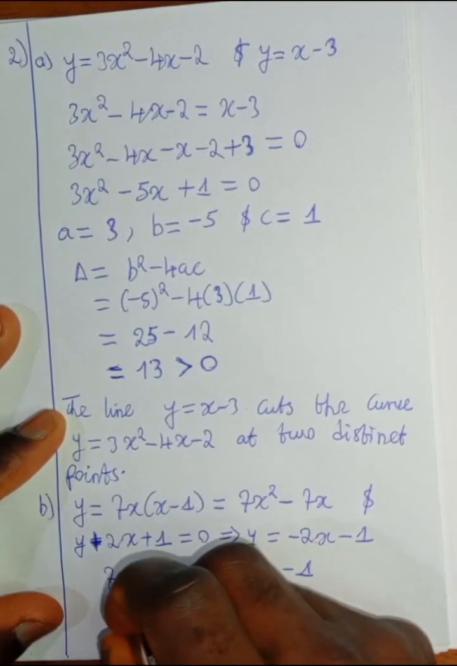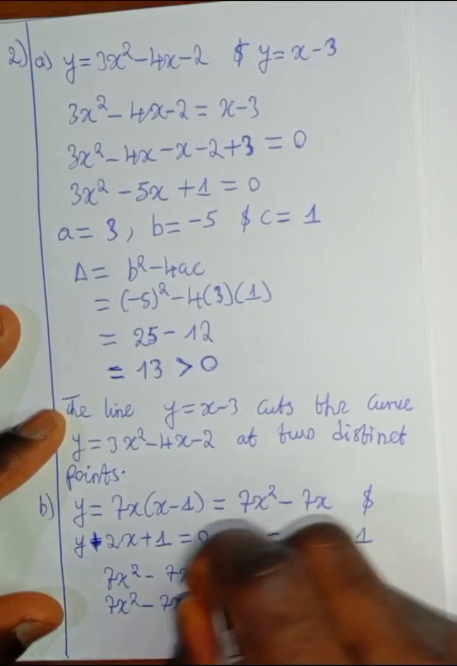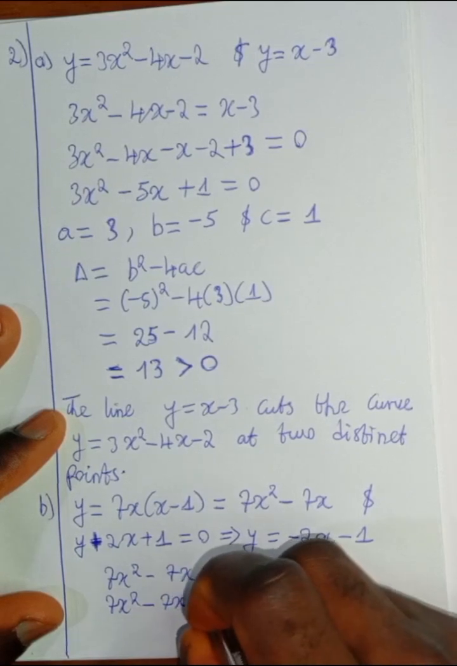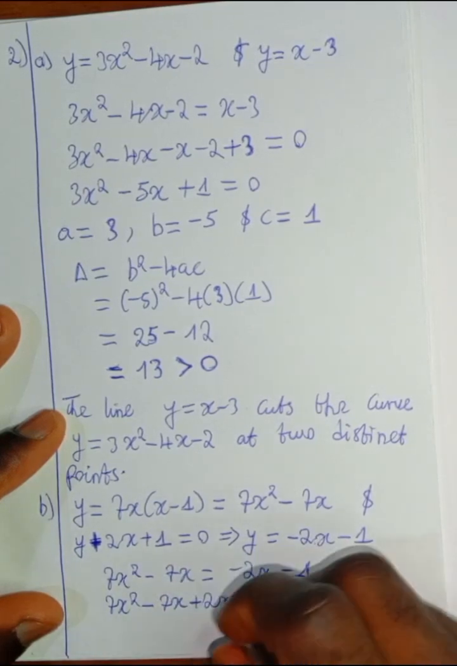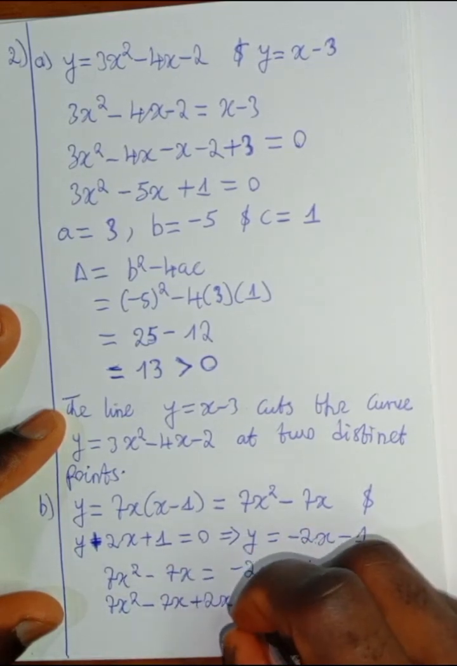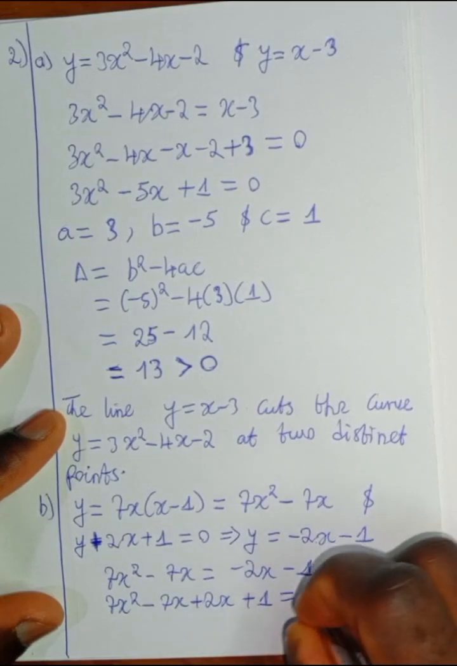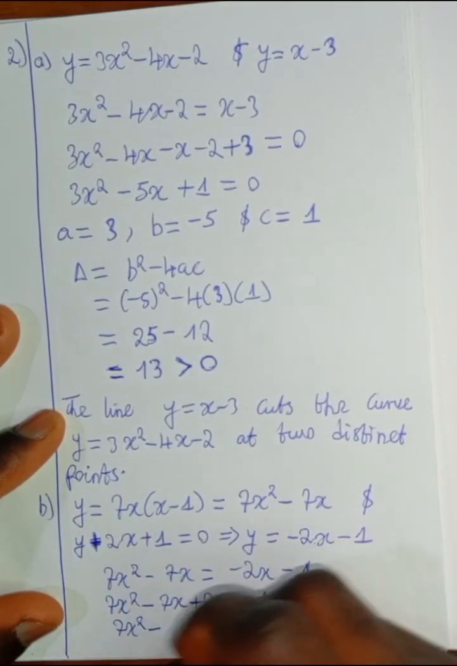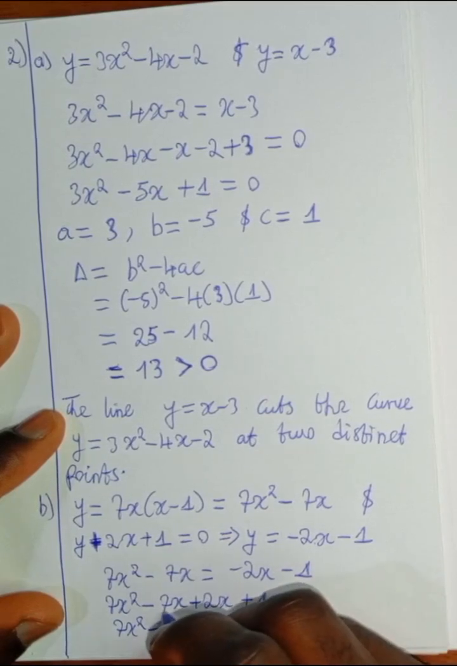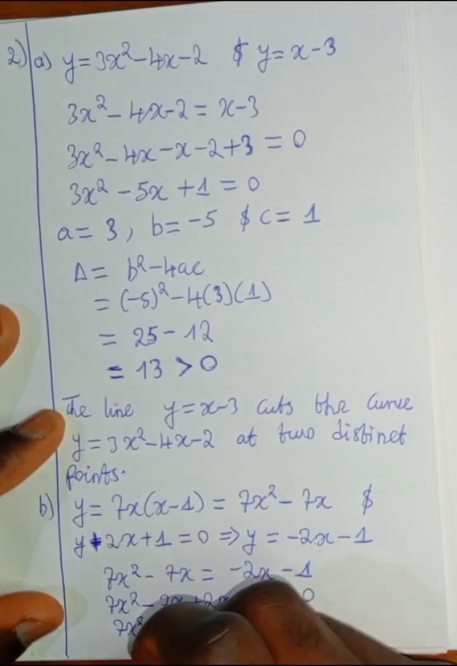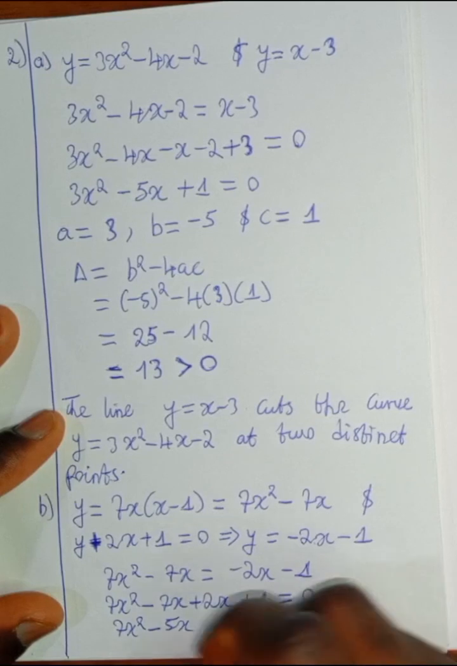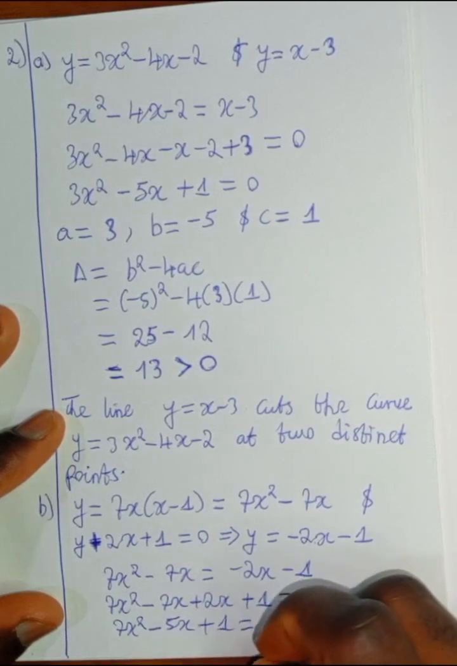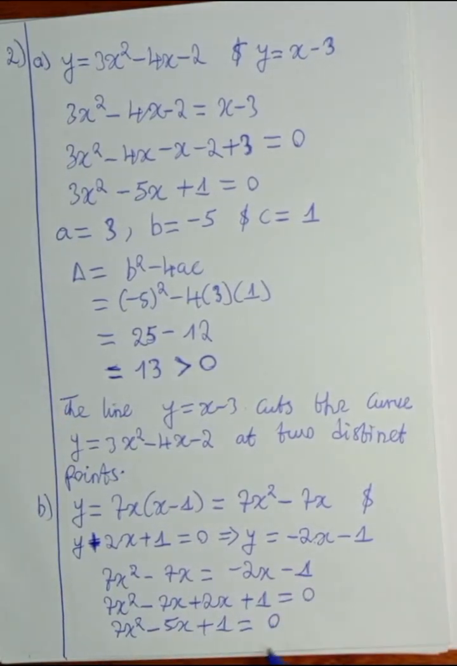This will give us 7x squared minus 7x. We transfer negative 2 to the left hand side, it becomes positive 2x. We transfer negative 1 to the left, it becomes positive, is equal to 0. So this will give us 7x squared minus, we know negative 7x plus 2x is negative 5x, plus 1 is equal to 0. And this is a quadratic equation.